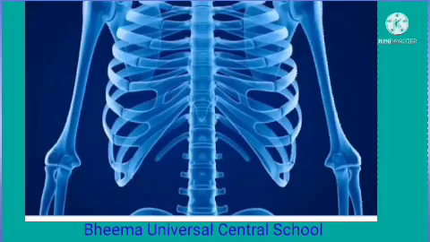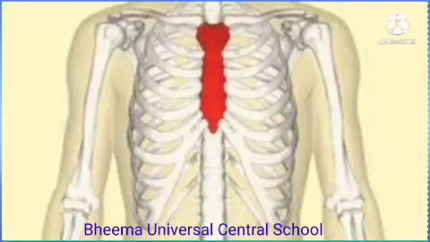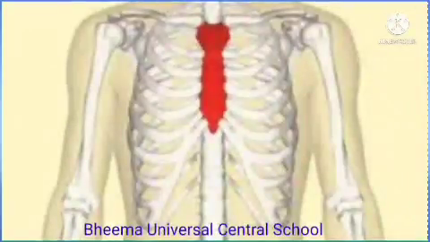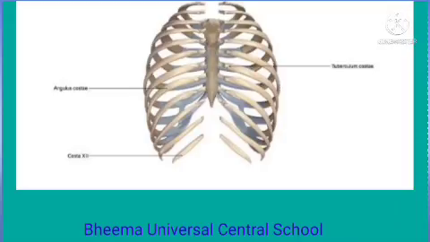It is made up of 12 pairs of thin curved bones which are attached to the backbone at the back and to a flat bone at the front called the sternum. However, the last two pairs of ribs are not attached to the backbone. Hence, they are called floating ribs.